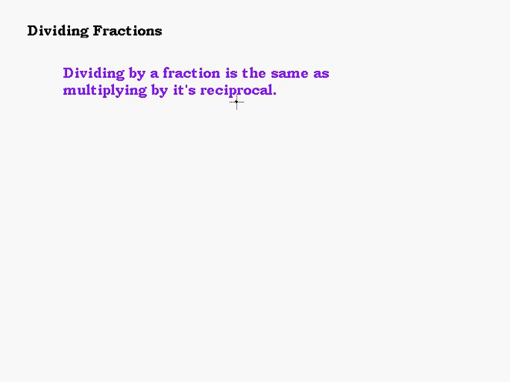Now there's kind of a fancy word there, reciprocal. Reciprocal is just when you take a fraction and flip it over. The numerator becomes the denominator, and the denominator becomes the numerator. Let's look at a quick example. If we have the fraction 3/4, the reciprocal would be 4/3. Pretty easy, you just flip it over. If we had the fraction 1/2, the reciprocal would be 2/1, or 2.